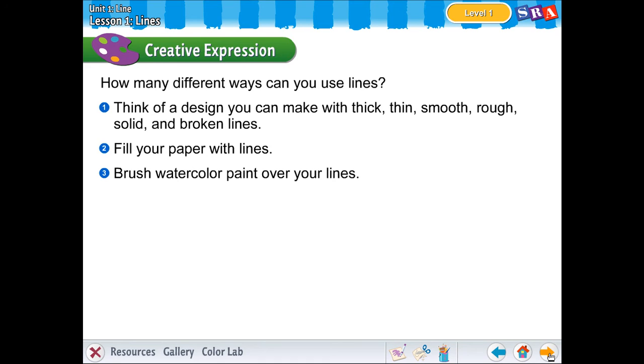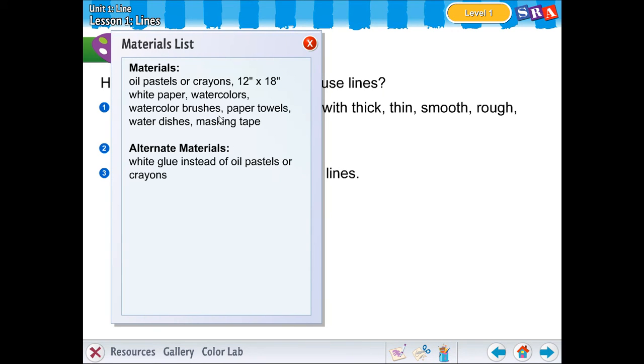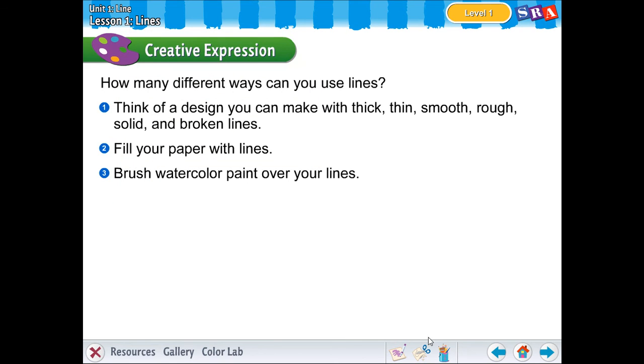Think of a design that you can make with thick and thin, smooth and rough, solid and broken, and fill your paper with lines. If you want to, you can brush with watercolor if you have some, or you can just color with crayons, or whatever it is that you have at home, or you can just use your pencil, or you can use your pen. These are some things that you could use if you have it at home. You could even use glue for your dotted lines to let that dry.